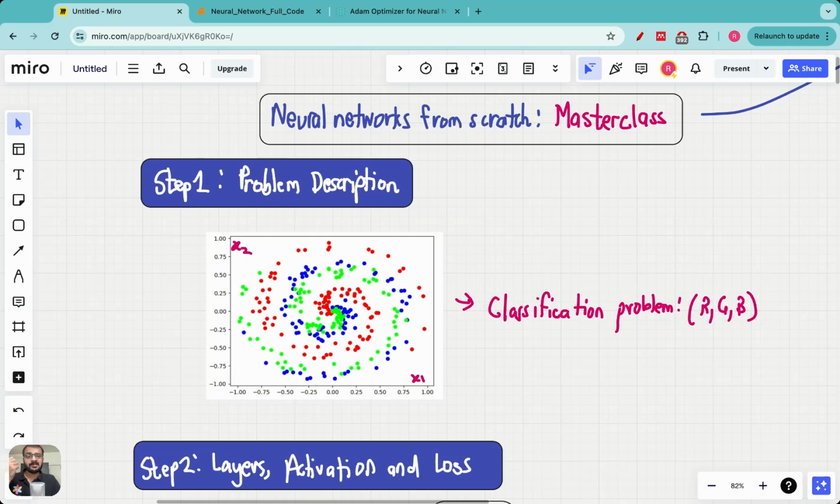We will not use a single advanced neural network or machine learning library such as TensorFlow or PyTorch. We will not be using these libraries. We will be coding everything ourselves from scratch.